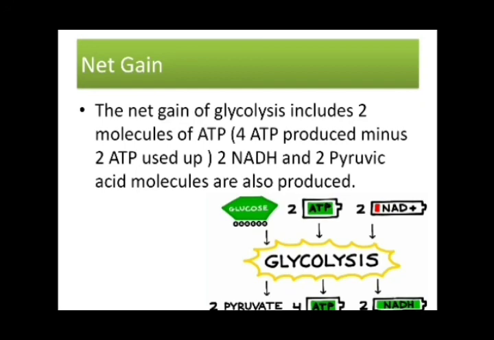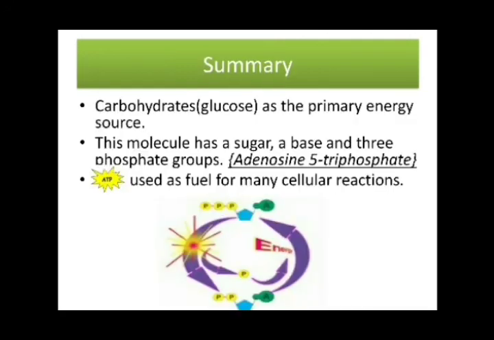The fate of glycolysis depends upon the availability of oxygen in the cell. In the presence of oxygen, pyruvic acid will enter the mitochondria and undergo complete oxidation of glucose into carbon dioxide and water in aerobic respiration. On the other hand, in the absence of oxygen, the pyruvic acid will undergo anaerobic respiration, and then lactic acid is formed by fermentation. So this is all about glycolysis.